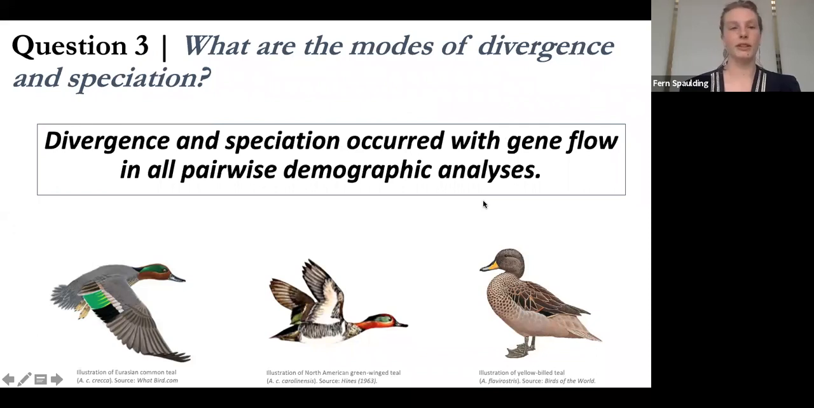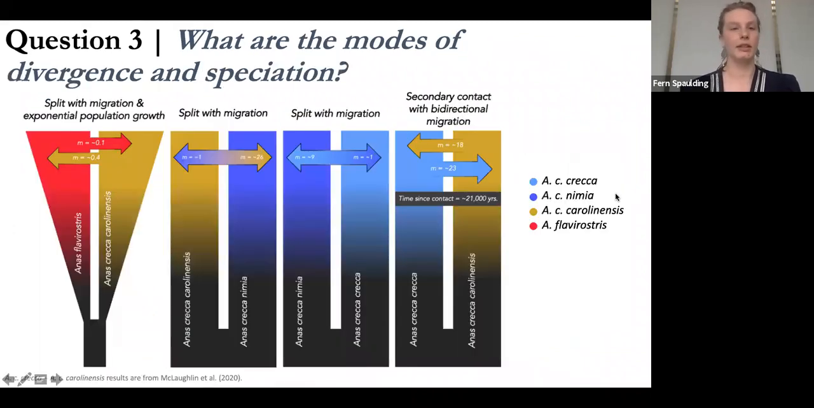Question 3: what are the modes of divergence and speciation? Divergence and speciation occurred with gene flow in all pairwise demographic analyses. Again, looking at our visual representation of our best fit models and data, the main takeaway from this is that each of these best fit models does have migration as a component, as shown by the arrows. And likewise, the number of individuals per generation is not equal to 0 in any of these contrasts, even though it is low in some, it is not equal to 0.